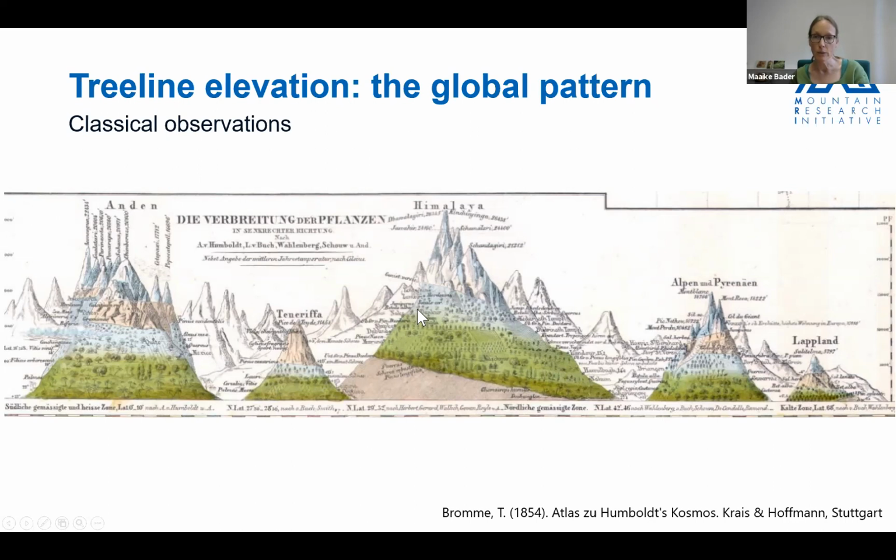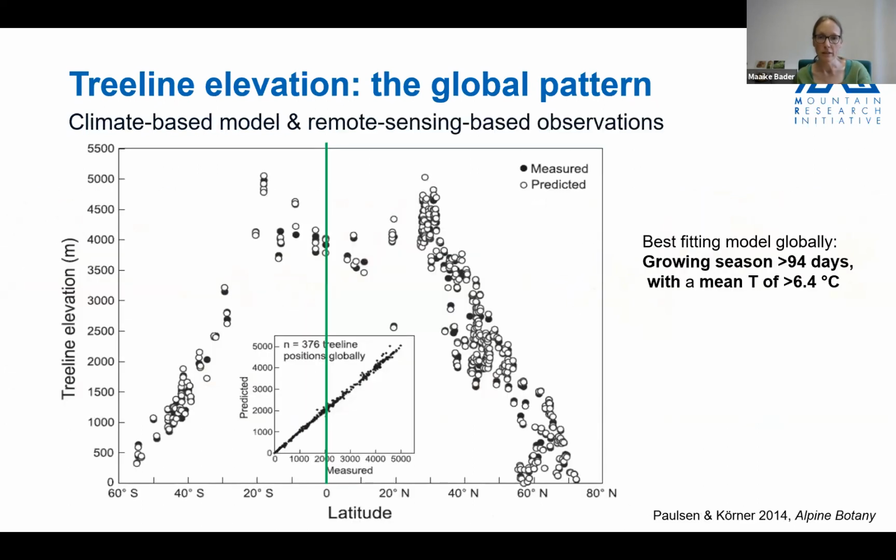And then, of course, when we move further towards the pole, the tree line lowers in elevation until it reaches sea level at some point, and we are more at the Arctic than at the Alpine tree line. These observations have been elaborated upon more, and it is in fact possible to model the elevation of the tree line just by looking at temperature or at growing season length and temperature conditions.